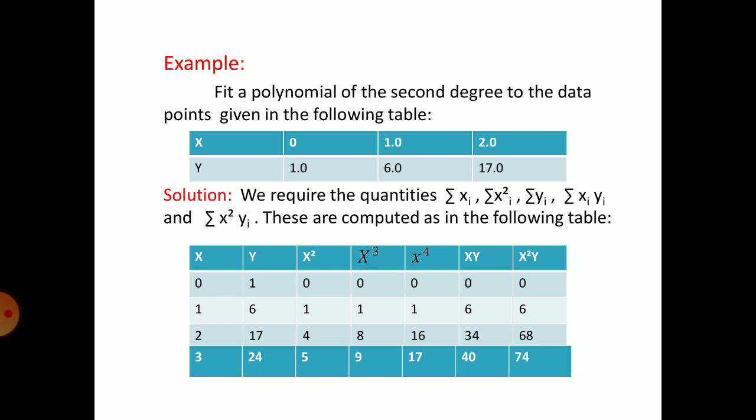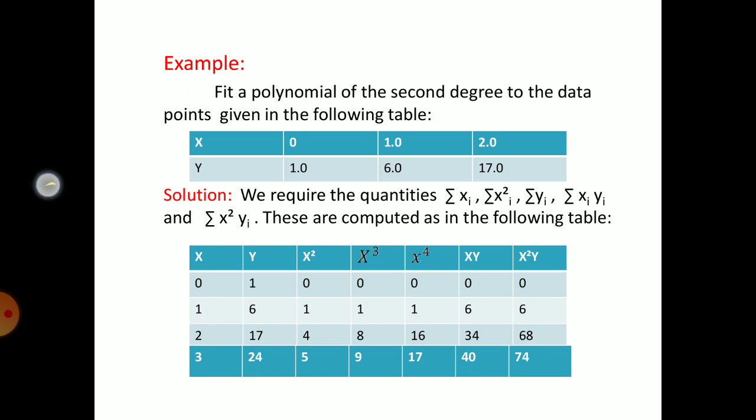Here one example is given. This is about a polynomial function of degree 3, that is cubic polynomial. Find a polynomial of second degree. That means we have to consider y is equal to a0 plus a1x plus a2x square. That means we have to find the values of a0, a1 and a2 for the given data points. These are the values of x: 0, 1, 2. Corresponding values of y are 1, 6 and 17.